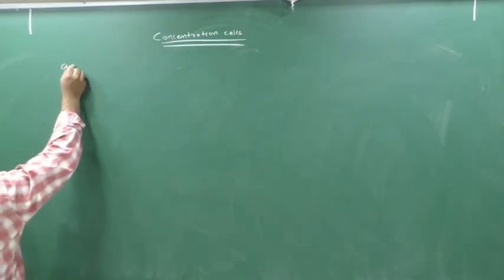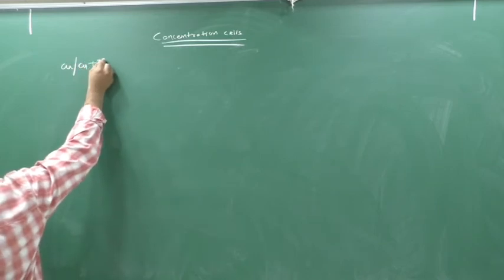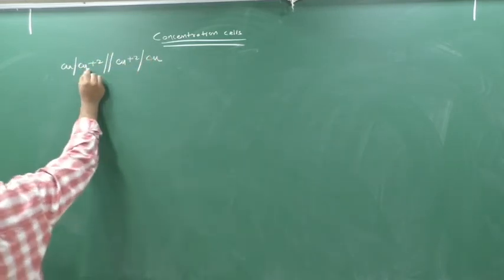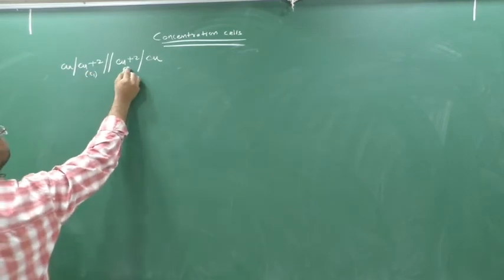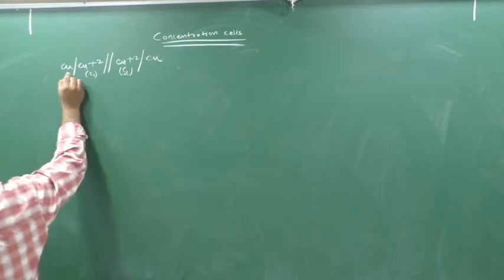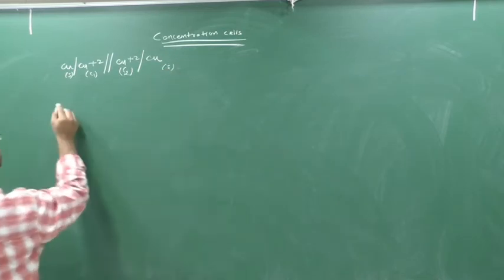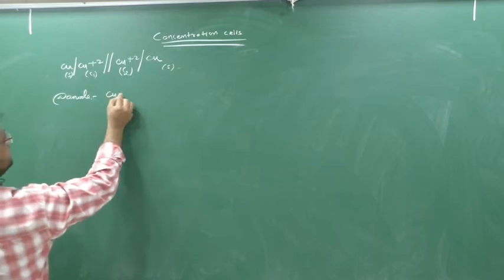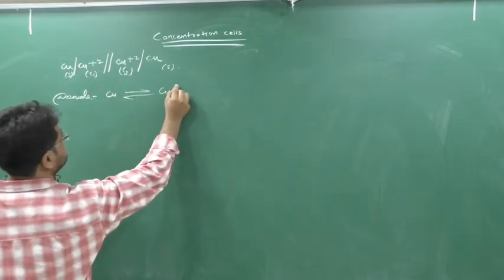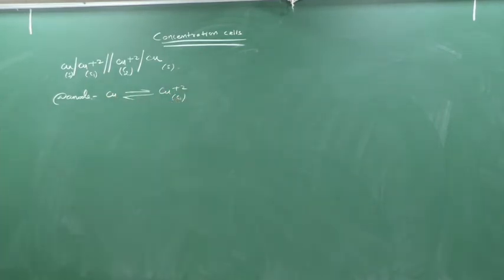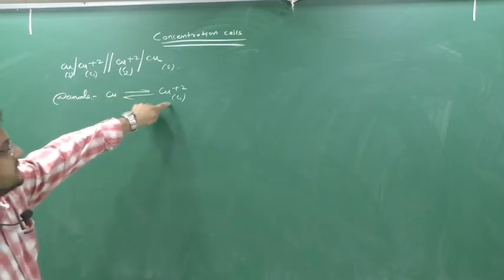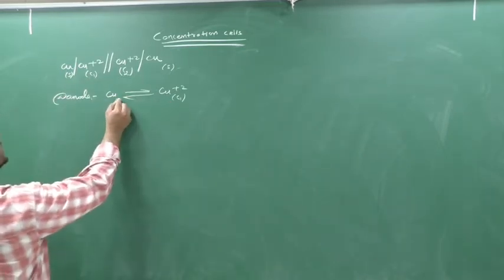So, Cu/Cu+2, salt bridge, Cu+2/Cu, with concentrations C1 and C2, solid. So at anode, Cu will undergo oxidation to Cu+2 of C1. Yes or no? See here, at anode Cu will undergo oxidation to Cu+2, and that Cu+2 is of what, beta? C1, and here Cu is solid.